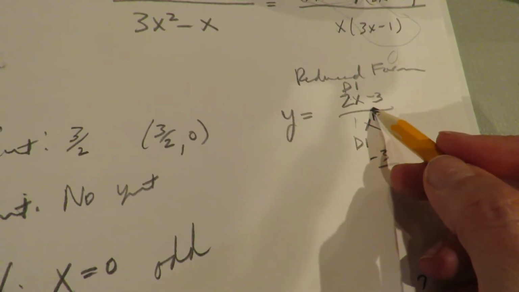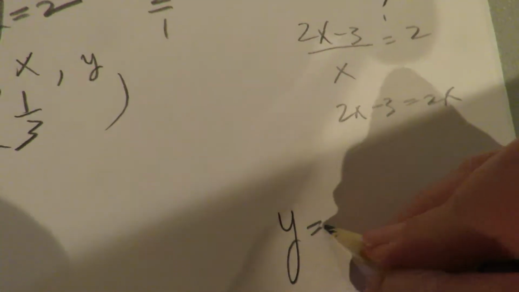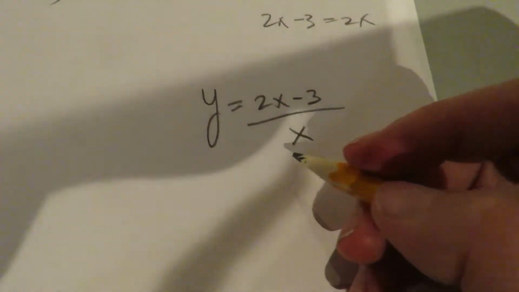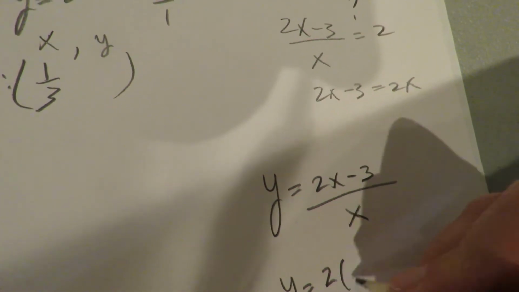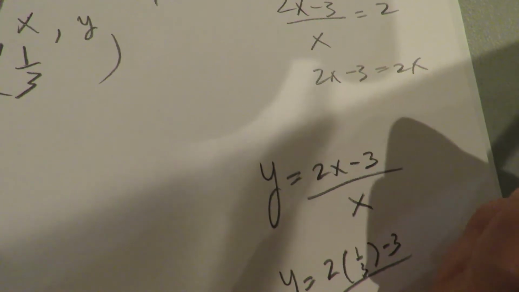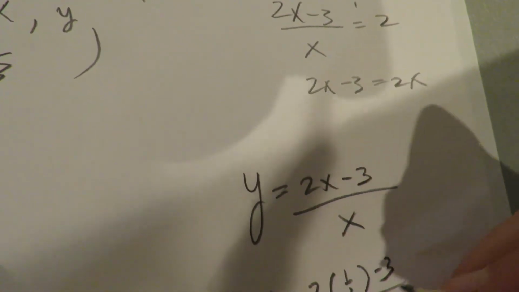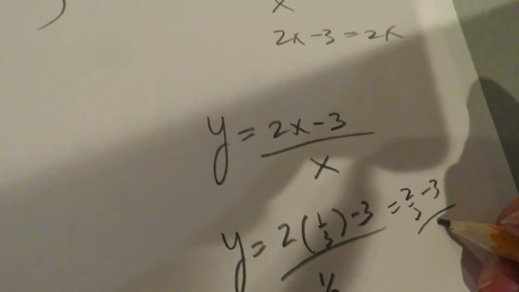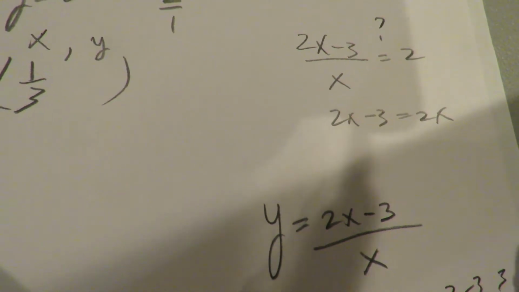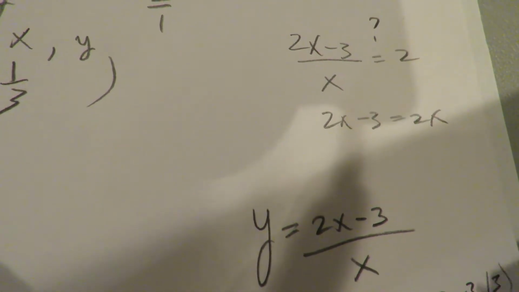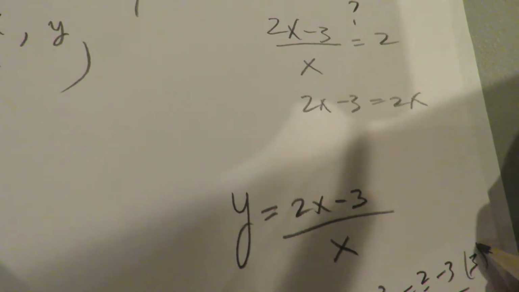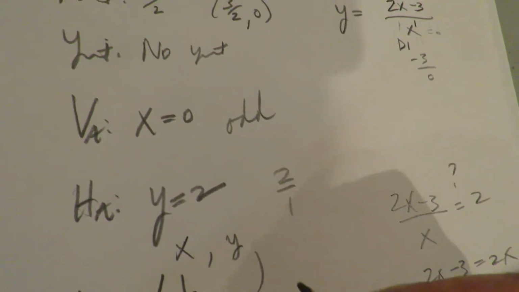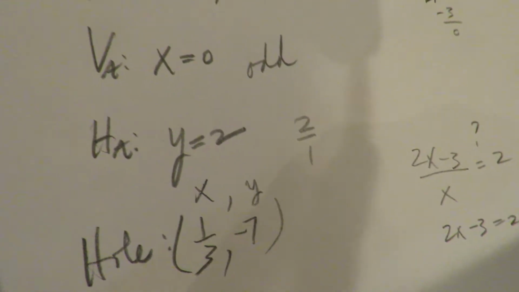So for the y value, you plug it into the reduced form. So you're going to plug in x is 1/3 to find where the hole is for the y value. So you're going to get 2/3 minus 3 over 1/3. Let me just multiply up and down by 3. It makes the problem easier. Alright, so this would be 2 minus 9, because the 3 would cancel here. 2 minus 9 over 1, or negative 7. Negative 7, okay.